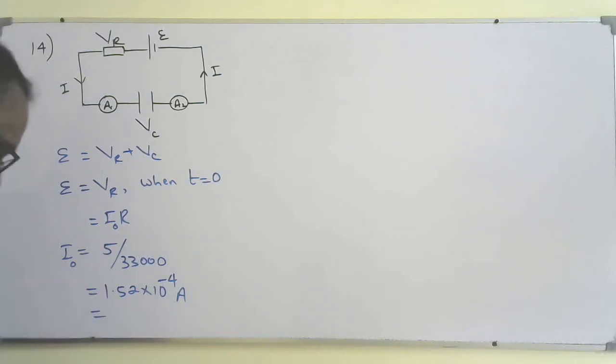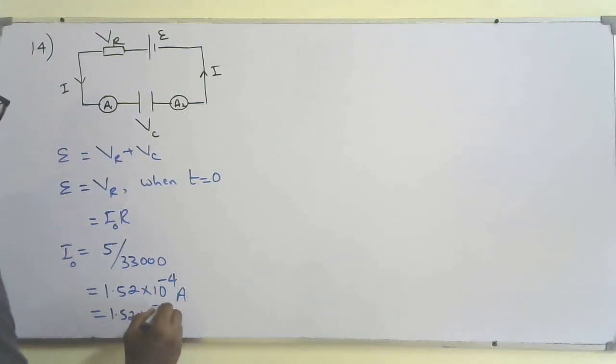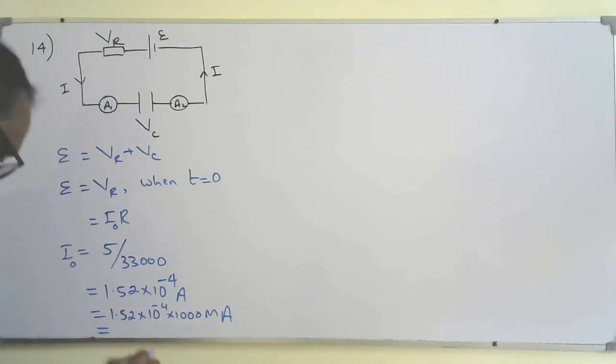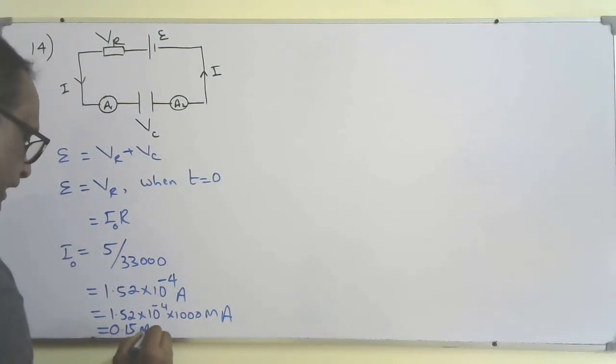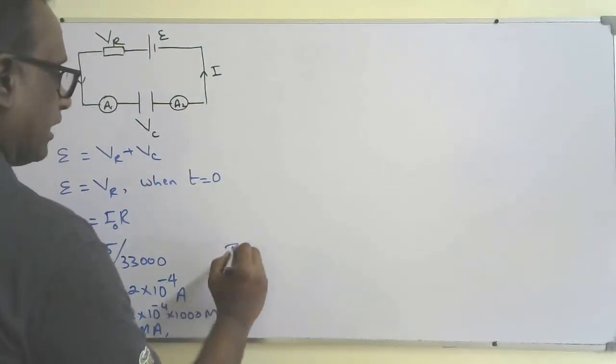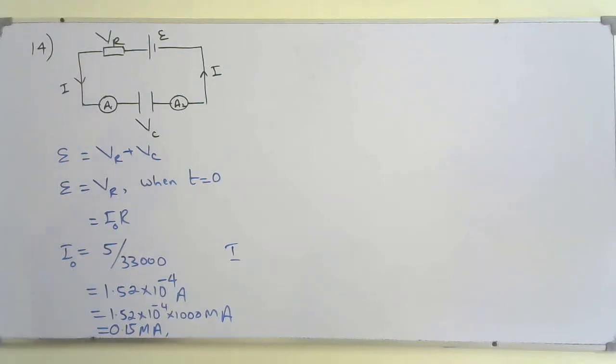If you convert to milliampere, multiply by 1000: 1.52 × 10 to the power minus 4 into 1000 milliampere, that is 0.15 milliampere. So we can say it is consistent with the graph value shown on the graph. That's the answer for the A part.